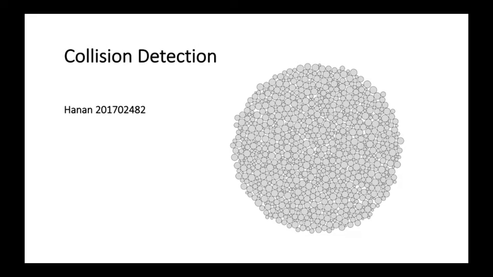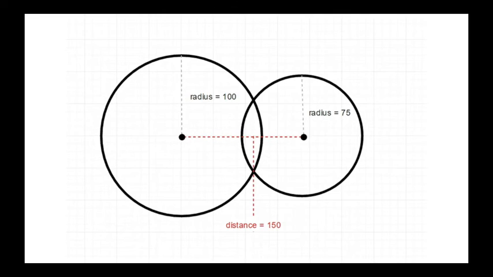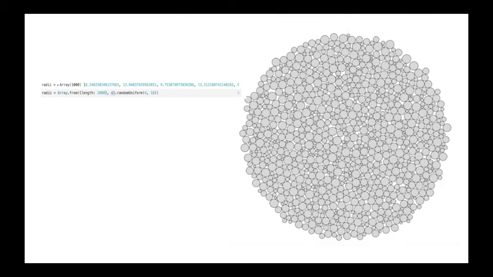This example uses collide force, which treats nodes as circles with a given radius. So the idea is, if the distance between two centers is greater than the sum of the two radiuses, there will be no overlapping, while if the distance is less than the total of the two radiuses, there will be overlapping. So first we will create an array list.